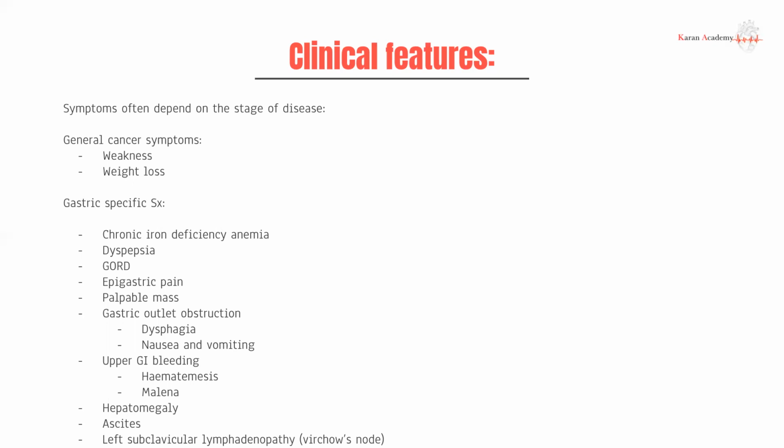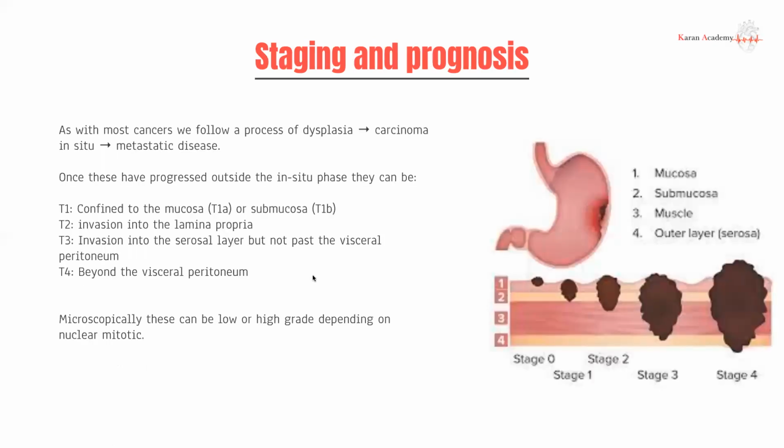And then with progressive disease, usually stage 3B and after, you can have metastatic spread with hepatomegaly, ascites, and left supraclavicular lymphadenopathy, which is called a Virchow's node. And we've talked about this in our respiratory section.